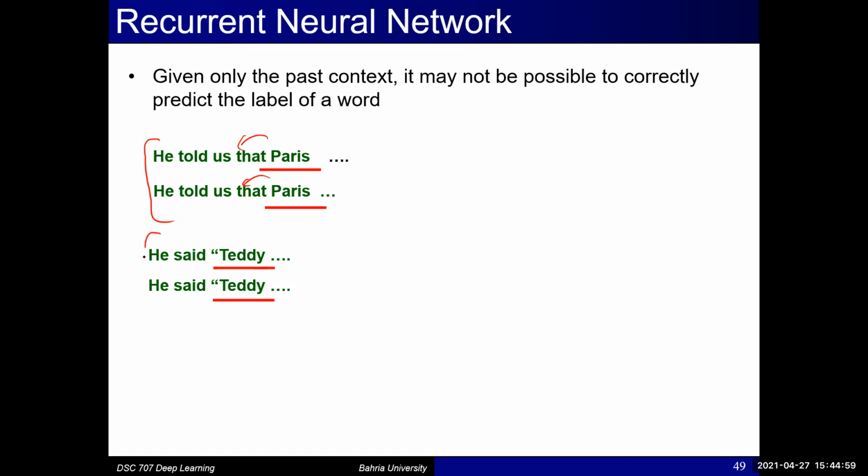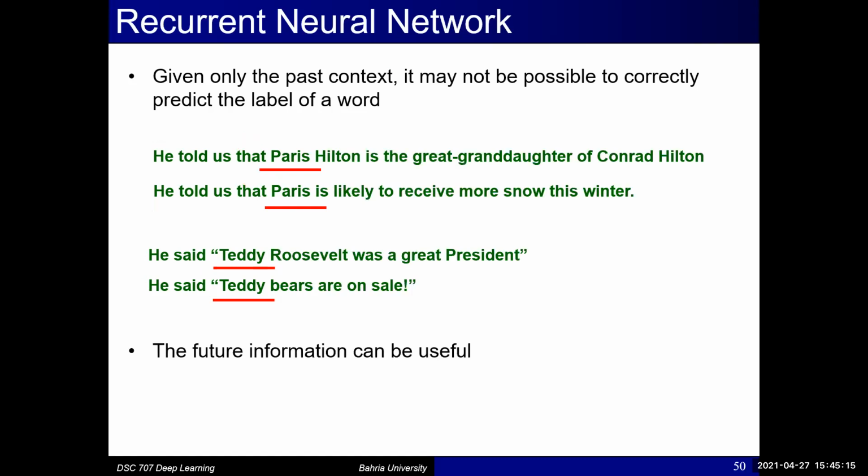Another very good example, which you find in different tutorials: he said Teddy. Now Teddy can be the name of a person, and Teddy is like a teddy bear as well. So we don't know whether we are talking about a person or a teddy bear just by looking at the past information. But if somehow we are able to see the complete sentence, I mean able to see the future of that sentence, then it is very easy for me.